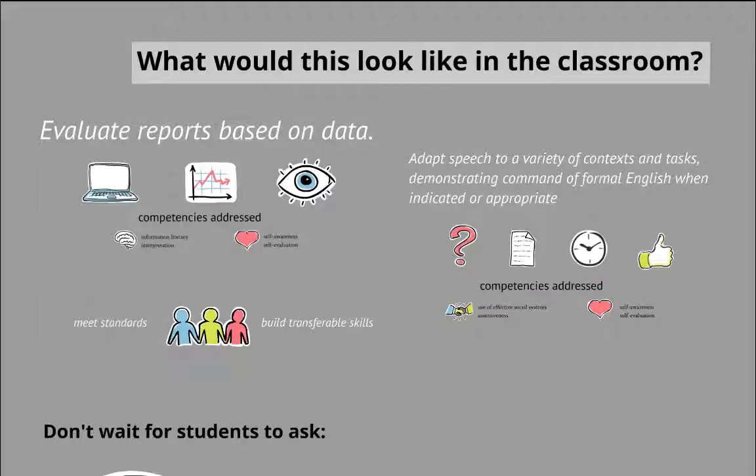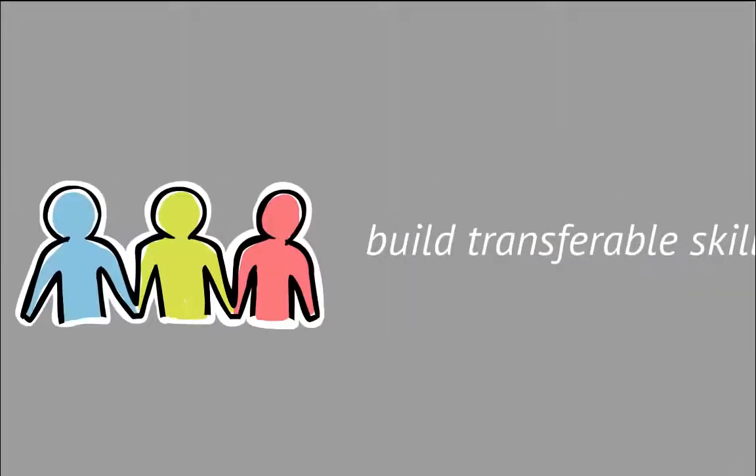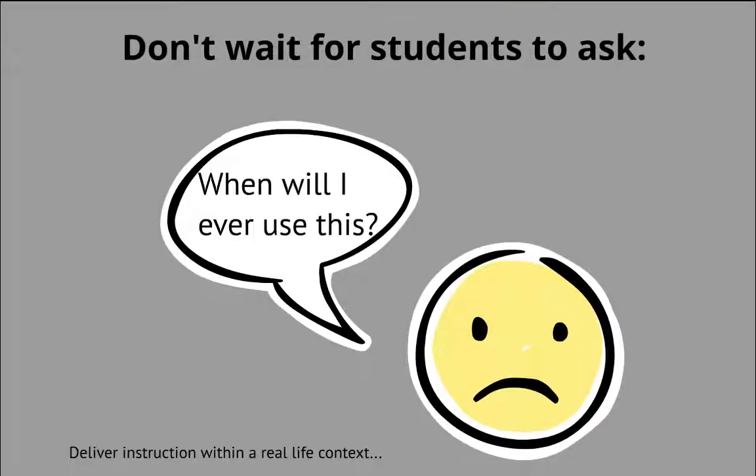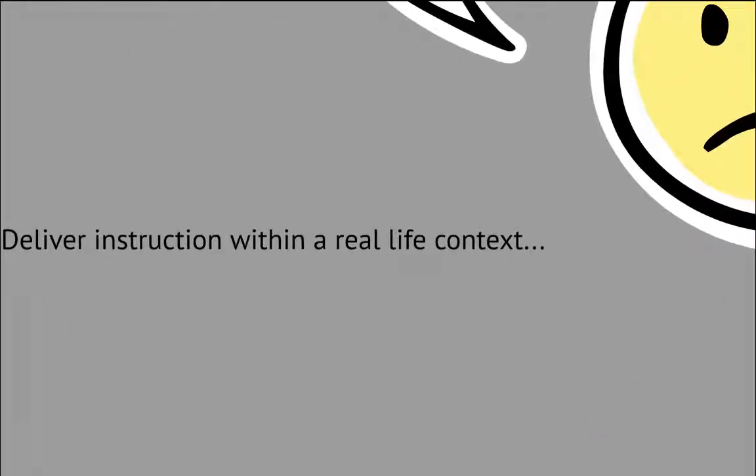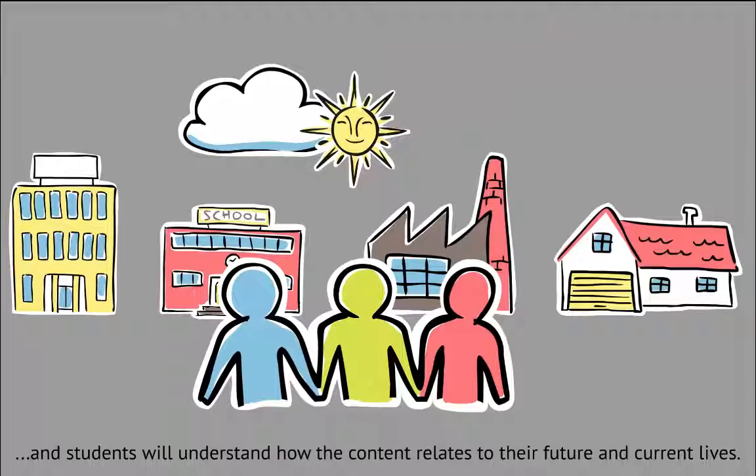Clearly, there are numerous examples of ways you can teach students to allow them to meet the standards and also to learn and build transferable skills in cognitive, intrapersonal, and interpersonal competencies. You likely can think of additional lessons or activities that address college and career readiness competencies within your grade level standards, in your classroom on a daily basis, instead of waiting for students to ask, "When will I ever use this?" By delivering instruction that addresses the Common Core state standards within a real life context, all students will clearly understand how the content relates to their current and future lives.